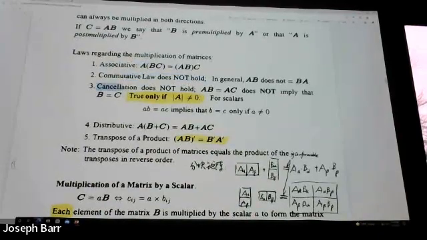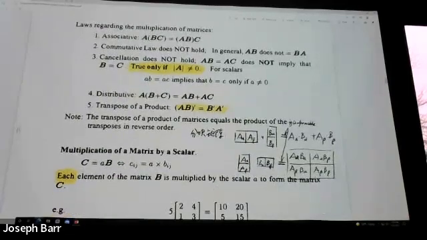Also, as I mentioned in addition and subtraction, cancellation law does not hold. If you have this form, you cannot just cancel A and conclude that B is C. No, you cannot do that. But if the determinant of A is not 0, so that means A is not singular, then this one is good. Okay, so it's true only if the determinant is not 0.